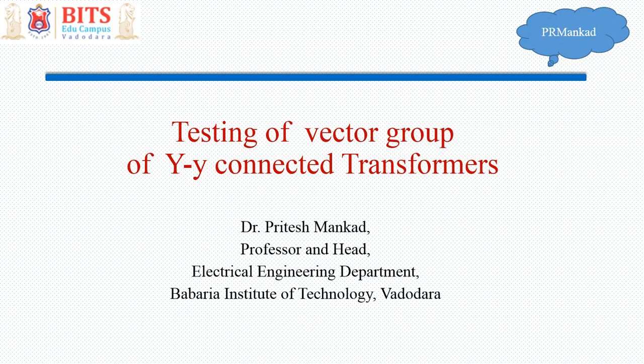All these vector groups indicate that there is a phase difference between primary and secondary winding. And if you want to measure the phase difference, you need an oscilloscope. But today I'm going to discuss how you can test a transformer vector group connection using a simple multimeter. So today I'm going to discuss star-star connection and how to test whether it is star-star 0 or star-star 6.